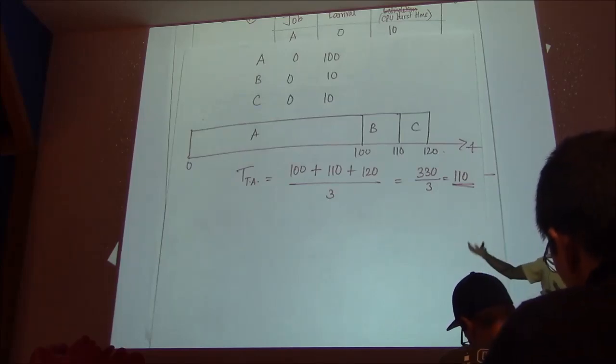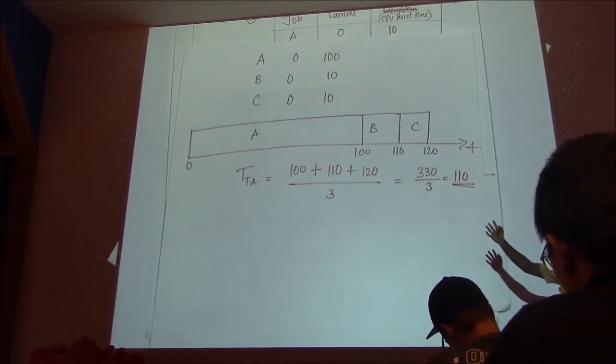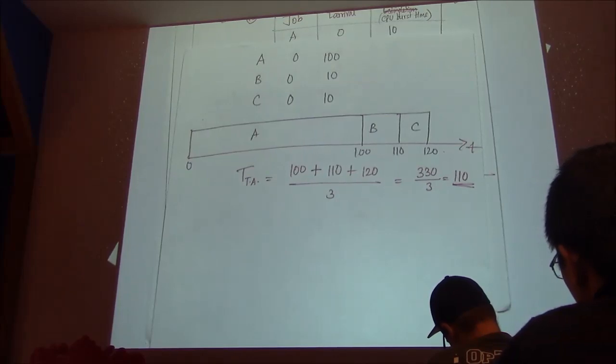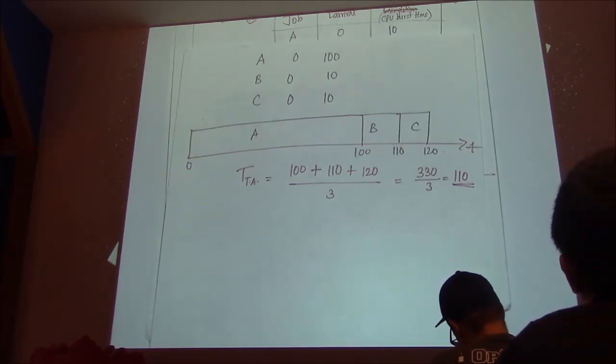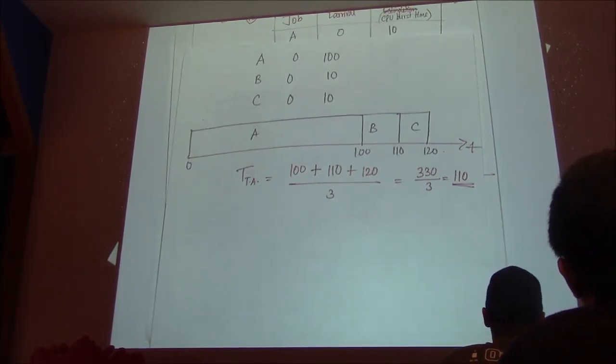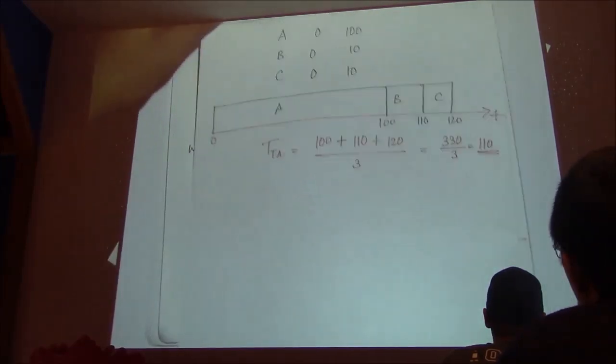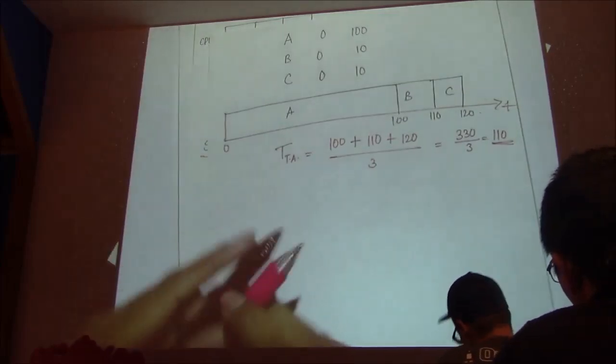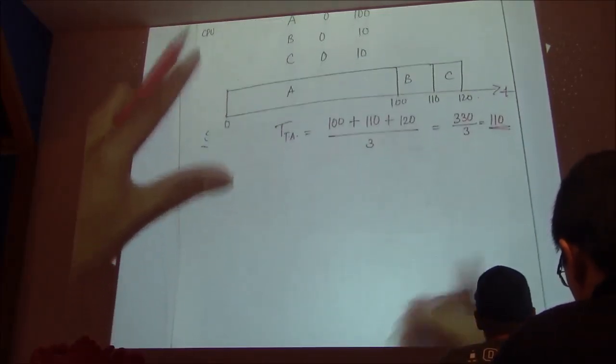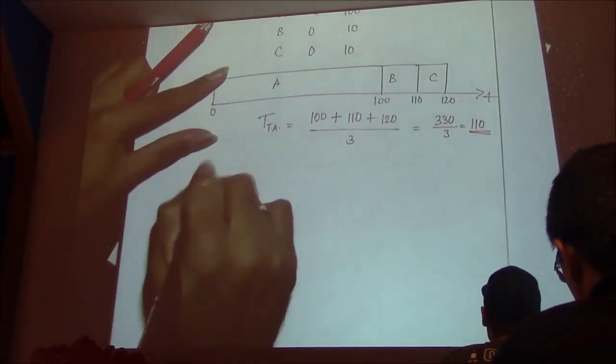How can we decrease the average turnaround time? Any ideas? Push it to the end. Exactly, just push the largest job to the end. And if we want to do that, then we need to have a different scheduling policy.